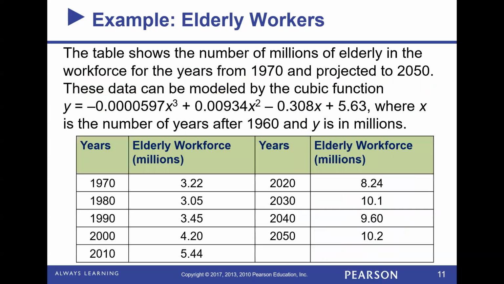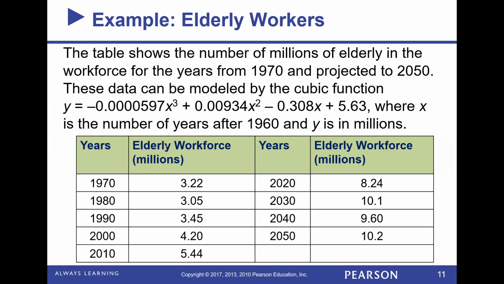The table here is going to show millions of elderly workforce for the years 1970 and projected to 2050. The data can be modeled by the following cubic function. They've already given us the model, so that's really nice. X is the number of years after 1960 and Y is in millions. Let's see whether or not the model is actually a good fit. That's going to be our first thing.